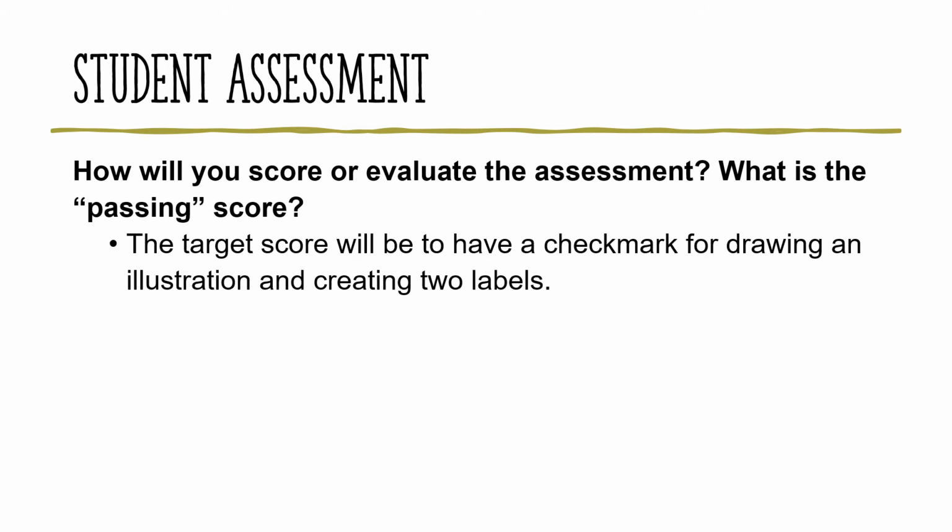And then the third part is, how will I score or evaluate the assessment, and what is my quote-unquote passing score? My target score will be to have a check mark for drawing an illustration and creating two labels. So I expect that all of my students, if they've met my objective, will be able to create a drawing and create two labels.